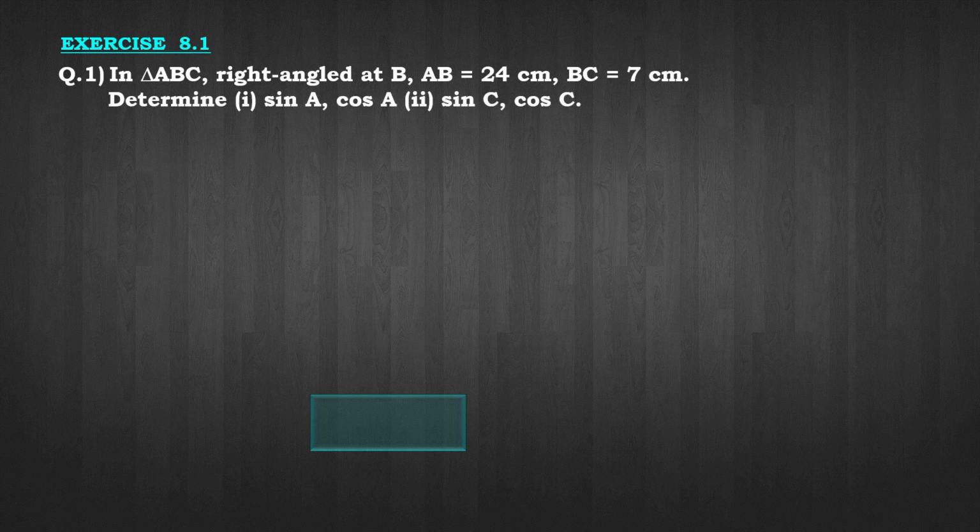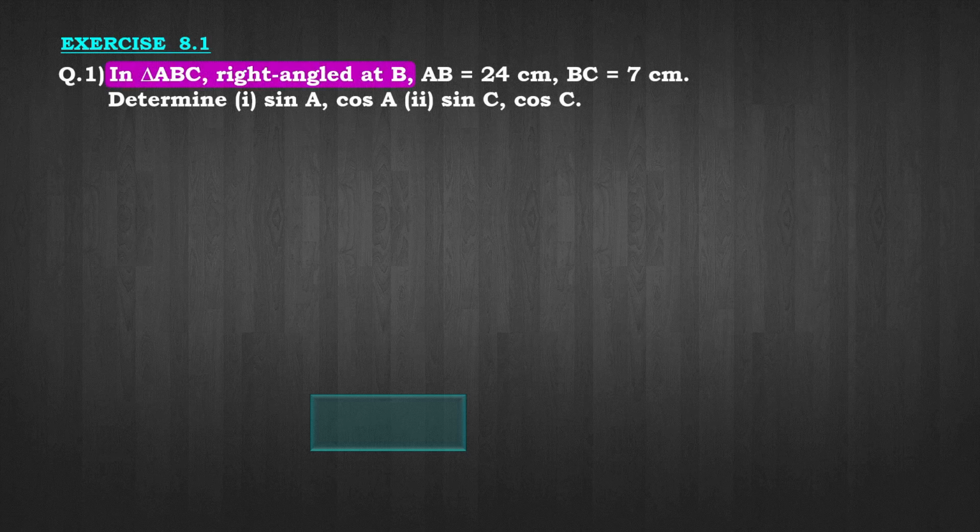Let us now solve exercise 8.1, question 1. We are given a triangle named ABC, which is right-angled at point B. The length of side AB is 24 centimeters and the length of side BC is 7 centimeters. We are asked to find the values of sine A and cosine A, and then sine C and cosine C.